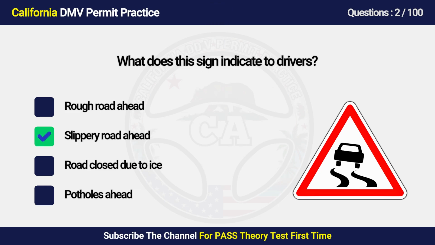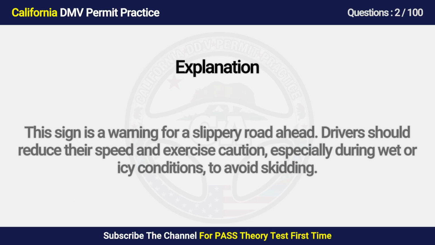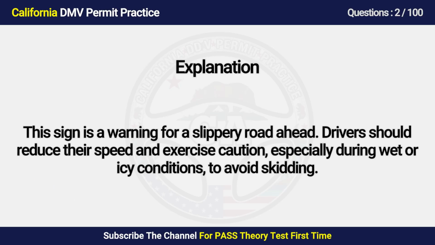Answer is B. Slippery road ahead. This sign is a warning for a slippery road ahead. Drivers should reduce their speed and exercise caution, especially during wet or icy conditions, to avoid skidding.